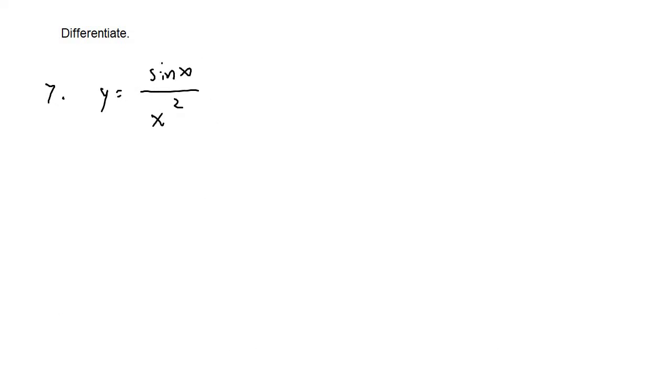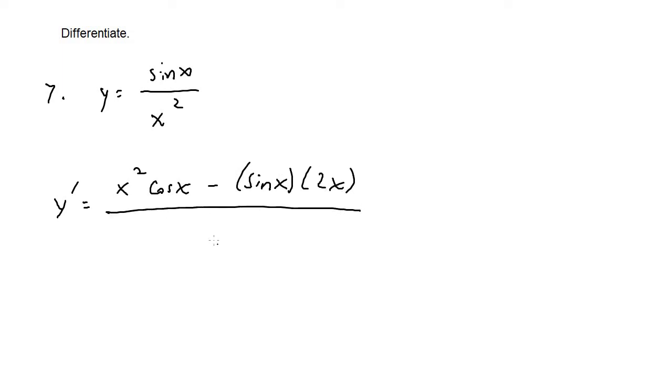Now for number 7, we have y equals sine of x over x squared. We do have two functions being divided here, so we do have to use the quotient rule. So y prime, once again using the quotient rule, is going to equal low times the derivative of high, so x squared times the derivative of the higher function, derivative of sine of x is cosine x, minus high, which is sine of x, times the derivative of the lower function. That's going to be derivative of x squared is 2x, all over low squared, so lower function squared. X squared squared is going to be x to the 4th.